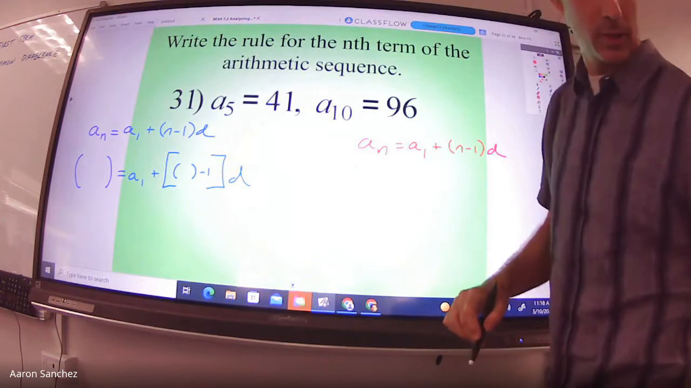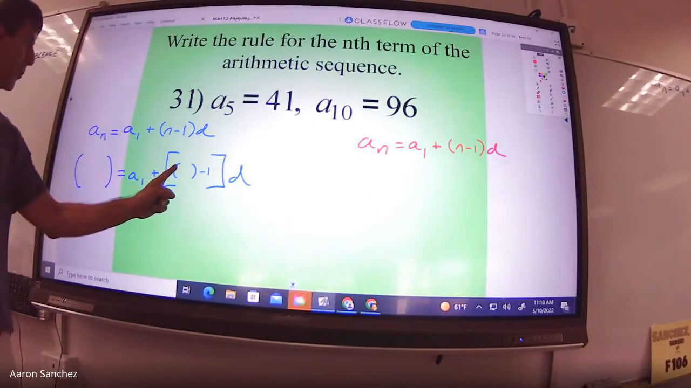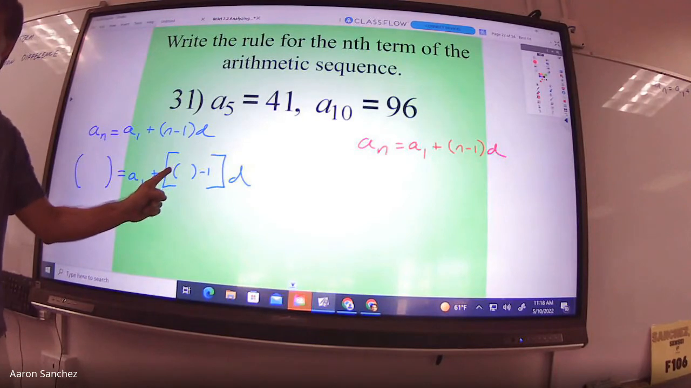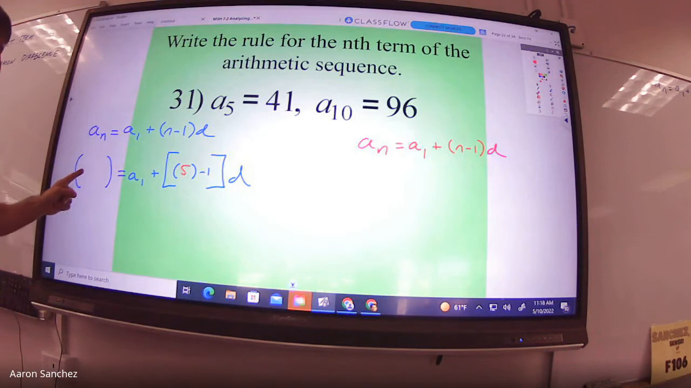Here we go. You guys ready? What do I plug in for the n for this one? What do I plug in for the n? 5. What do I put in for the a sub n? Since I have 5, it's now a sub 5. What do I put here? 41.